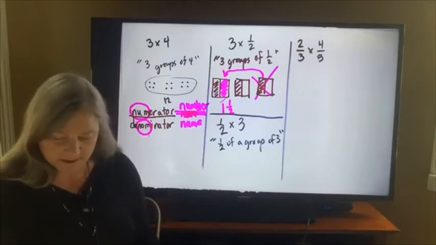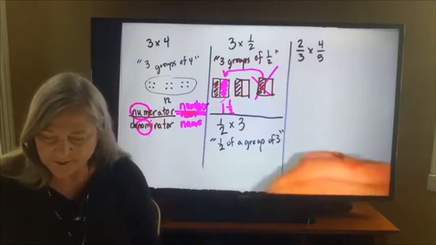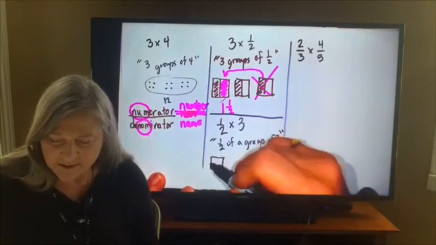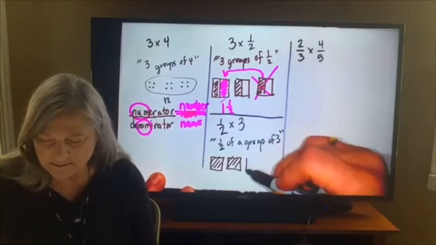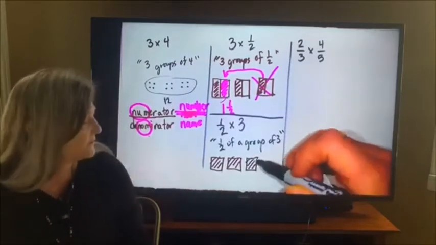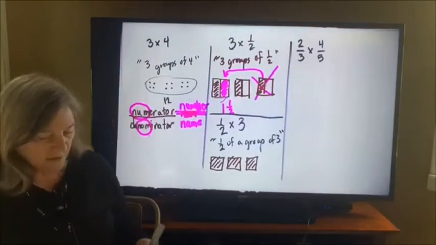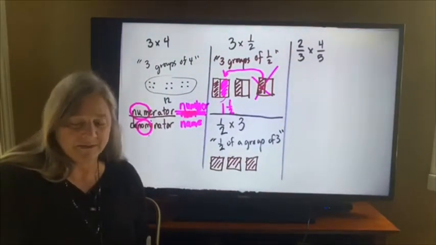So let's see what that looks like. Well, here's a group of 3. So I have this, and this, and this. So there's our group of 3. We have a group of 3. What do we want out of this? We want half of it.